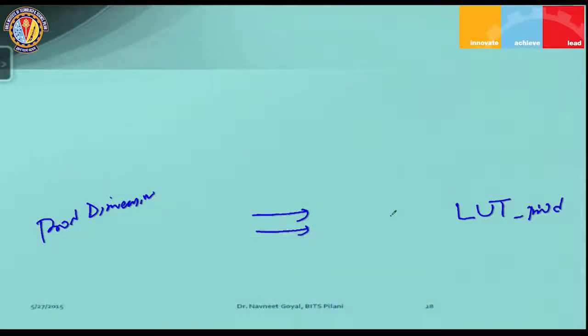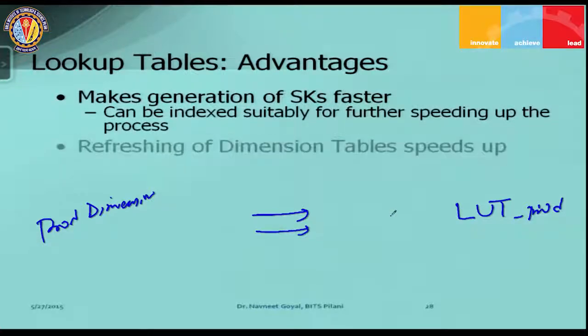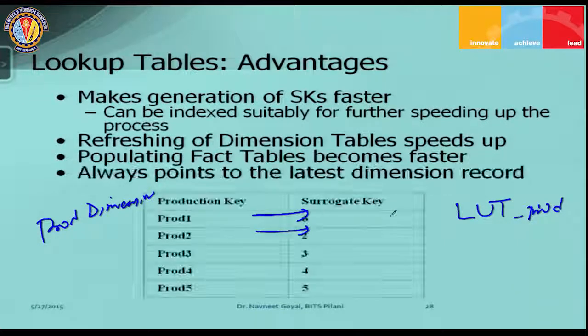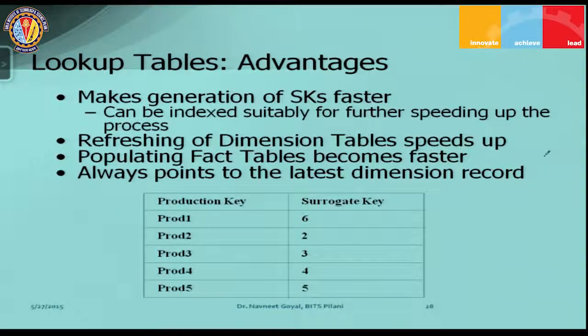Now suppose what happens is, let me first come to this table. Now suppose there are some changes in product 1 at a subsequent load.